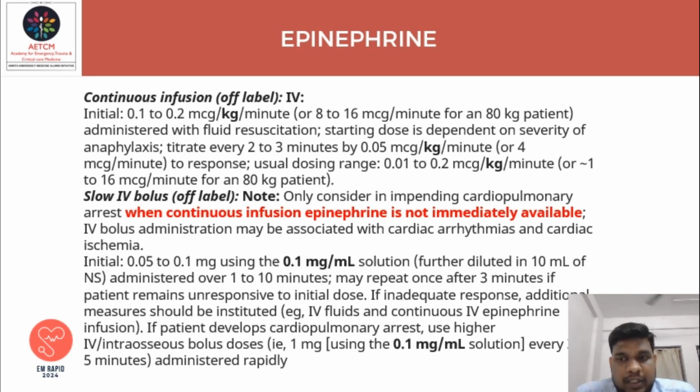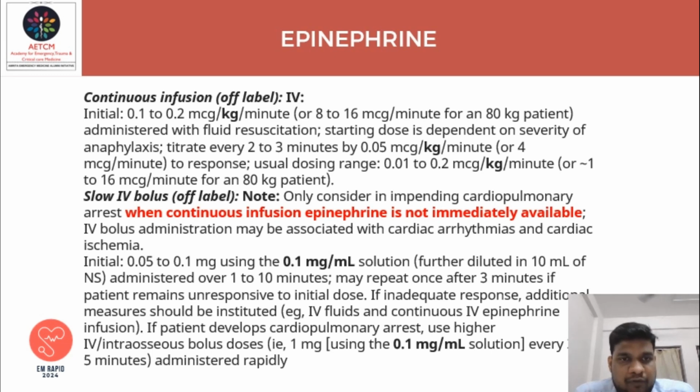Continuous infusion by IV route is initially 0.1 to 0.2 microgram per kg per minute, administered with fluid resuscitation. Starting doses depend on the severity of the anaphylaxis, and titrate every 2 to 3 minutes by 0.05 microgram per kg per minute to response. The usual dosing range is from 0.01 to 0.2 microgram per kg per minute.